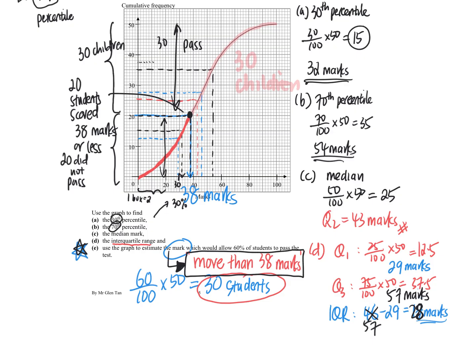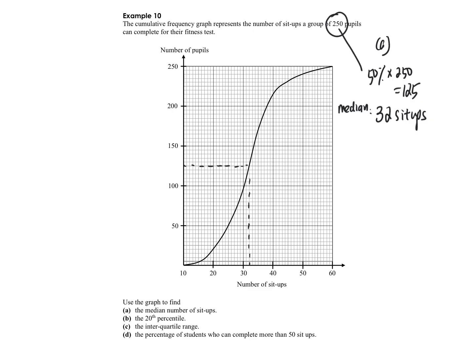Okay, so this is what benchmarking looks like. Let's say the next one is 20th percentile. So 20% of my 250 children is 50 of them. So 50 of them must have at least how many sit-ups? 25 sit-ups. So 20th percentile is 25 sit-ups. That means 50 of the children did 25 sit-ups or less.